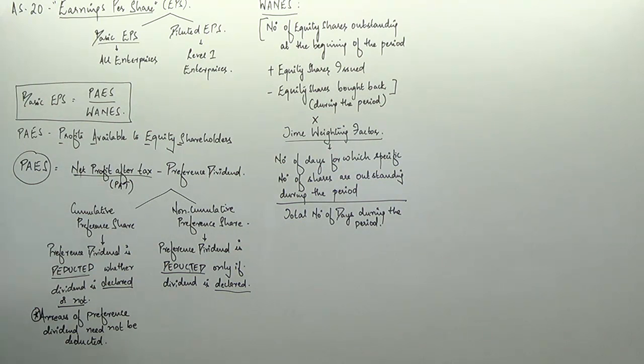Now, this is basically what he is talking about as far as time weighting factor is concerned. Now, observe again the weighted average number of equity shares. You will understand something better now. It is the number of equity shares outstanding at the beginning of the period adjusted by equity shares issued or equity shares bought back during the period, multiplied by the time weighting factor. Such time weighting factor is the number of days for which a specific number of shares are outstanding during the period divided by the total number of days during the period.